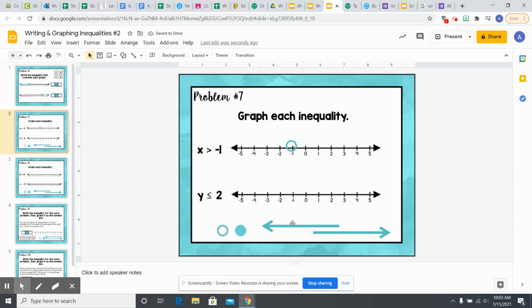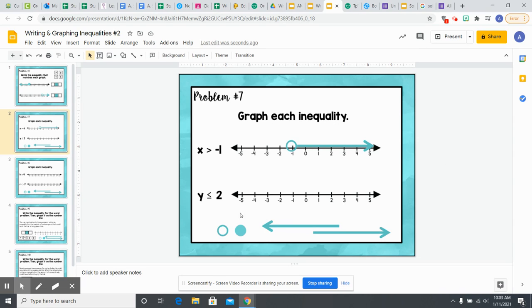Now I've got to figure out which way my arrow is going to go. If x is greater than -1, then that means it's got to be numbers greater than -1. So that means that would be all my numbers to the right. So I'm going to take this, put it up some. Close enough. All right, so it's all going to the right. And see how my tail end's pointing towards the right? That means my arrow is going towards the right.